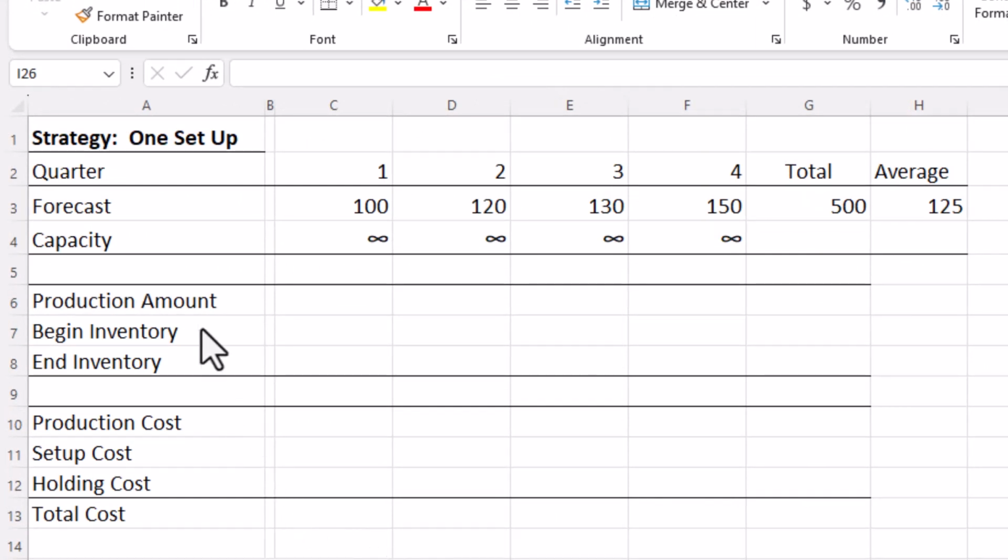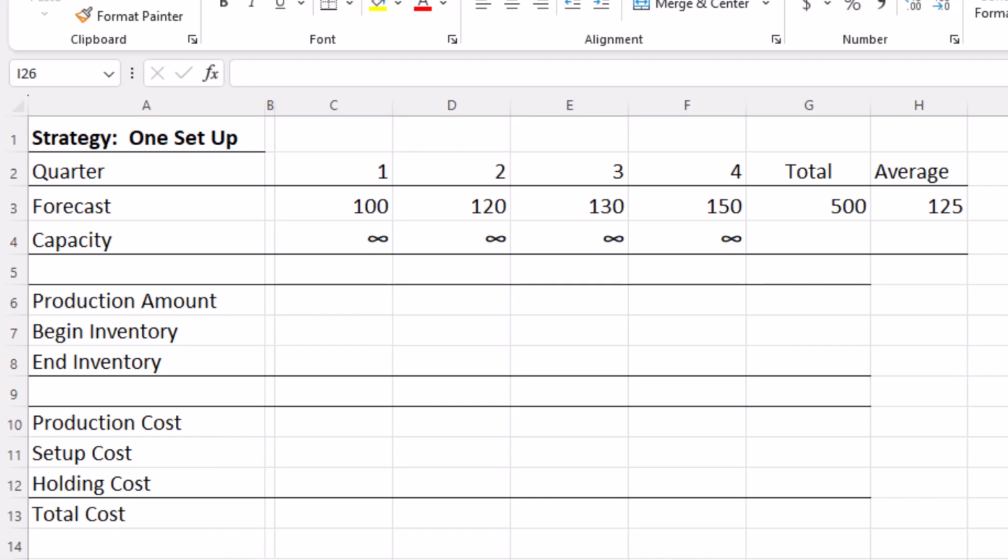First, I'm going to demonstrate what happens if we actually produce all of the total demands in just the first period. So my chart is the 4 quarters. The next is the demand forecast. The total demand is the summation of these, which is 500 units. Average demand is 500 divided by 4, which is 125. We are assuming unlimited production capacity or infinity. In this area, I will type in the production amounts, followed by inventory, beginning inventory, end inventory, and lastly, the various costs, which are production, setup, and holding costs, and the total cost.